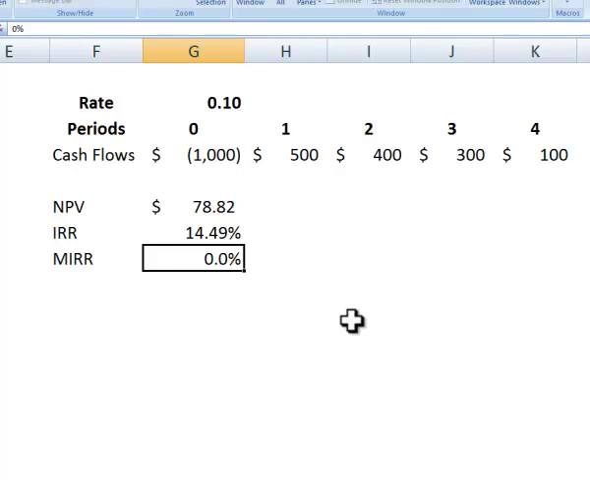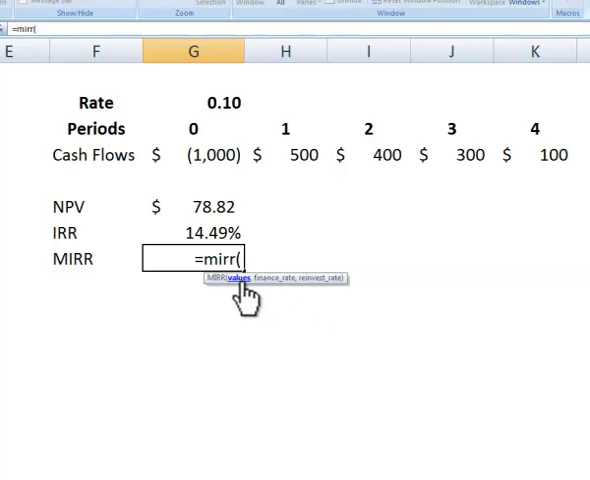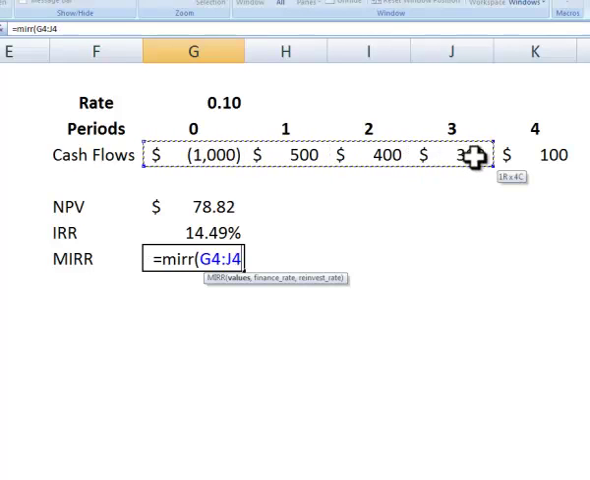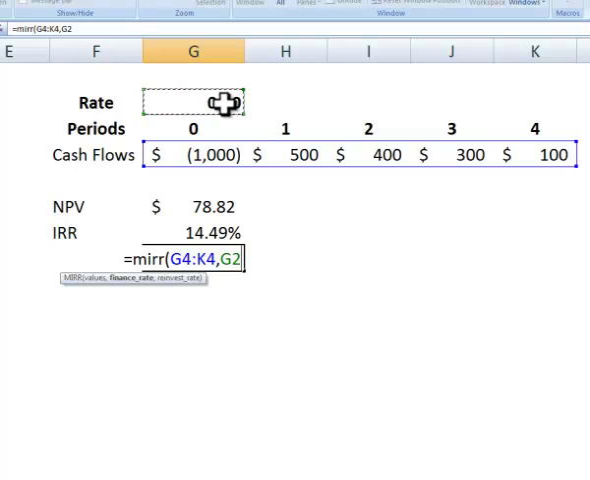And the modified internal rate of return, that complicated formula that just seems impossible to understand, watch how easy this is: equals MIRR. First parenthesis. What does it say? First, it says values. Just as with the IRR, I take all of my values from year zero forward, and then I put a comma, and then it says finance rate. All right, well, the finance rate is our 10%. Then I have a comma, and it says reinvest rate.